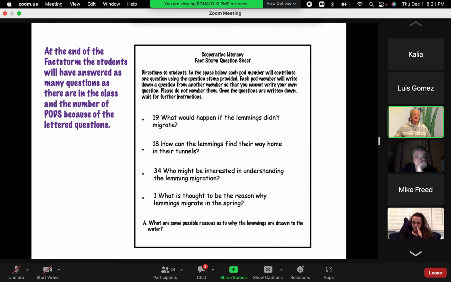So by the time the process is finished and you get your own set of questions back, you will have answered as many questions as there are students in the class, because there's a question for every student. Also, you would have answered as many pod questions as there are pods if you answer the letter questions, which means that in addition to the 36 questions I might have answered, I would probably answer 5 or 6 more, depending upon the configuration that I have.